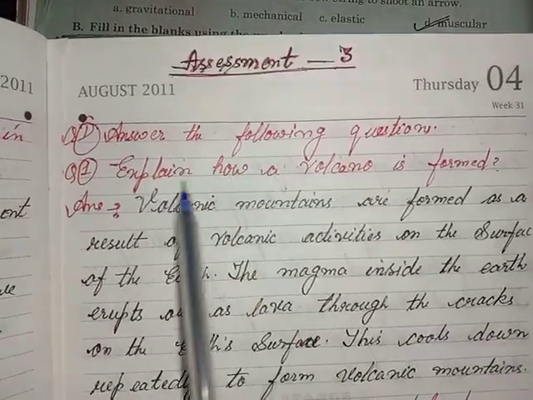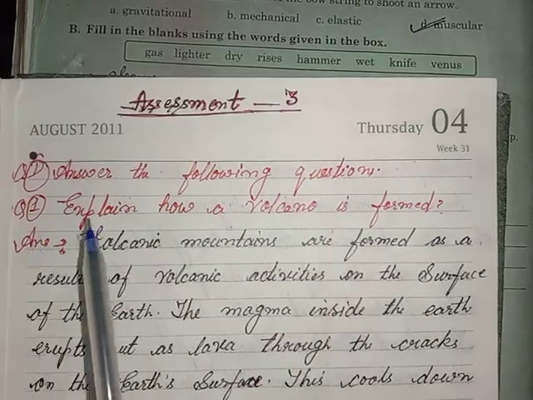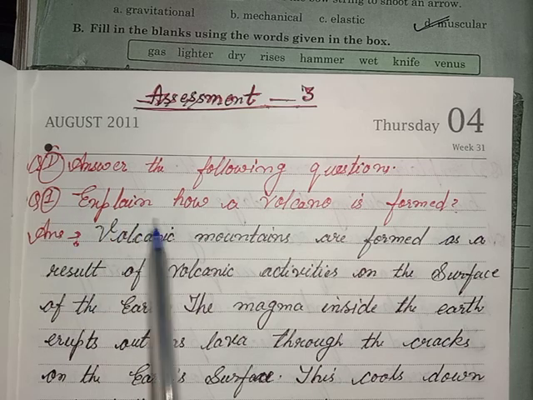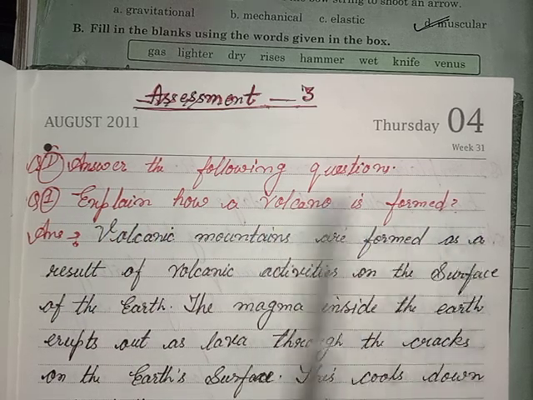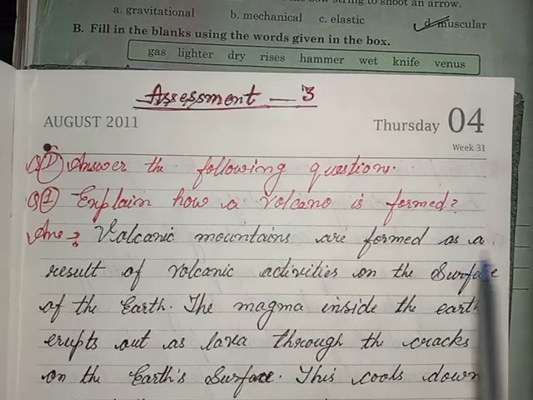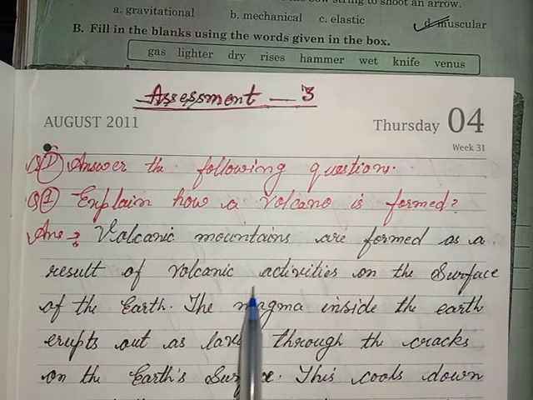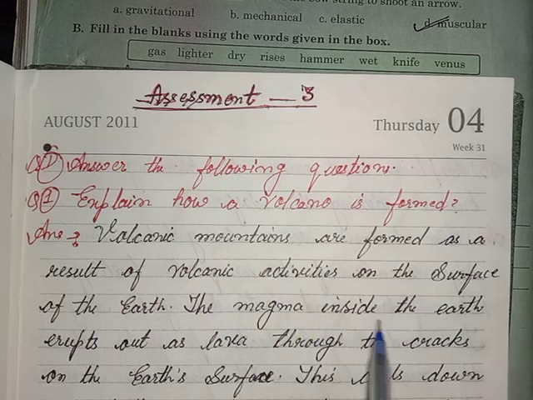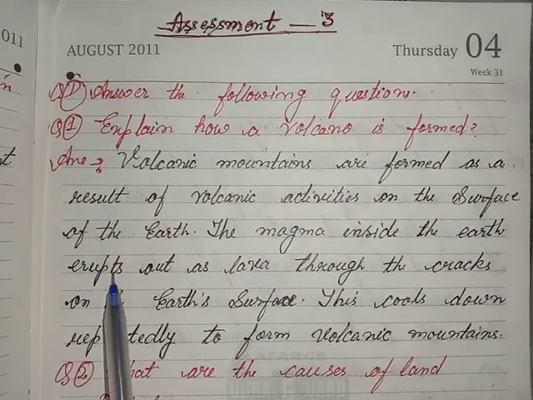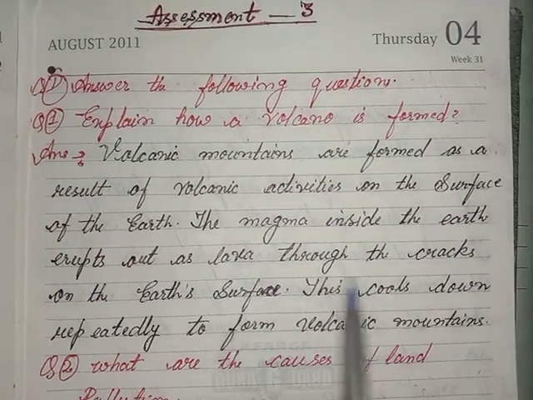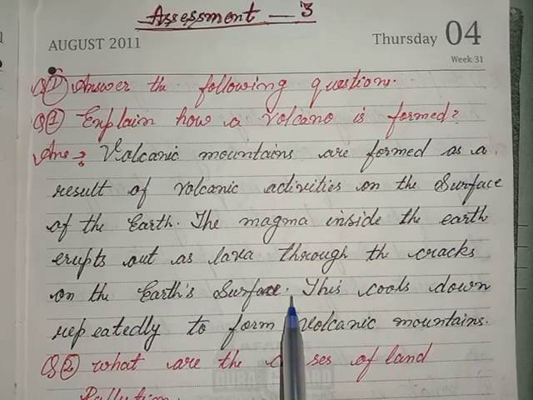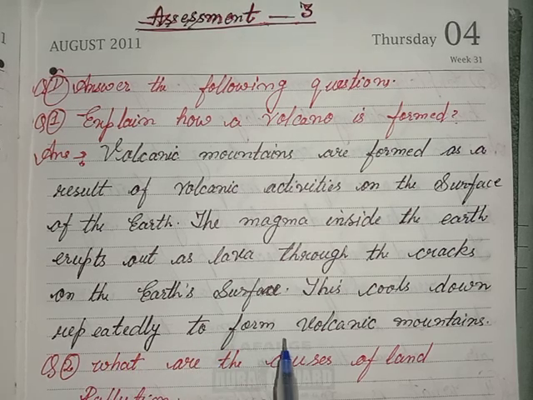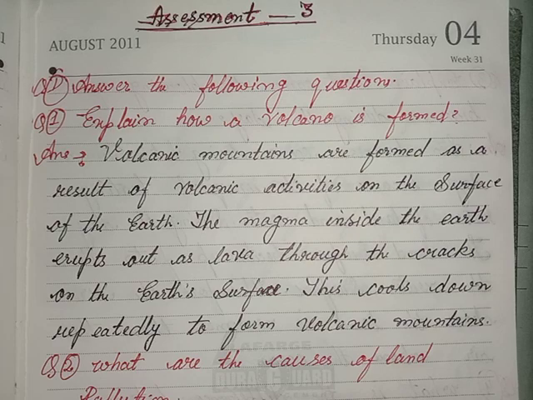Third. Answer the following question. First, explain how a volcano is formed. Answer. Volcanic mountains are formed as a result of volcanic activities on the surface of the earth. The magma inside the earth erupts out as lava through the cracks on the earth's surface. This cools down repeatedly to form volcanic mountains.